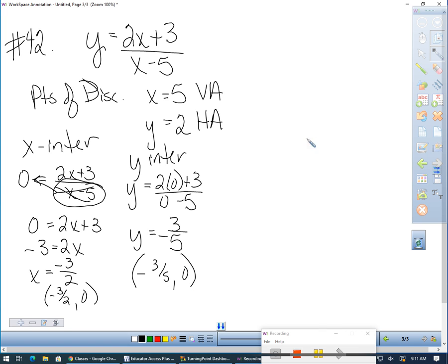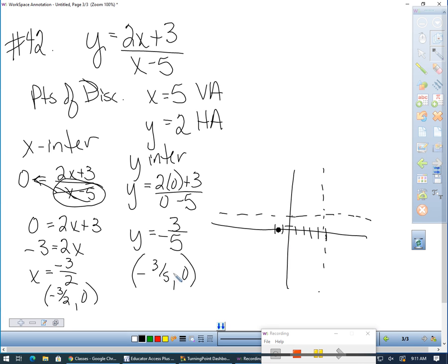Alright, let's graph what we know. First of all, we have a vertical asymptote at 5. 1, 2, 3, 4, 5. Here's our vertical asymptote. We have a horizontal asymptote at 2. Here's our horizontal asymptote. We have an x-intercept at negative 3 halves, 0. So right about here. And we have a y-intercept at negative 3/5, 0.